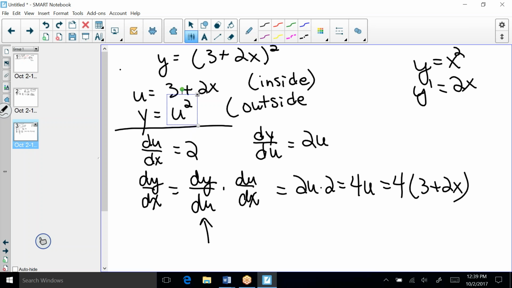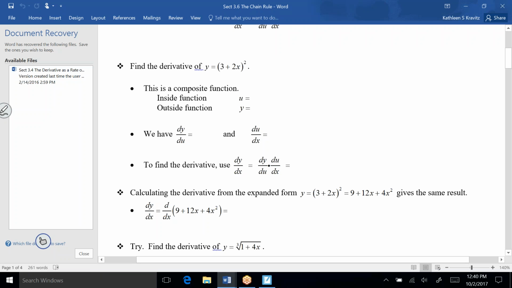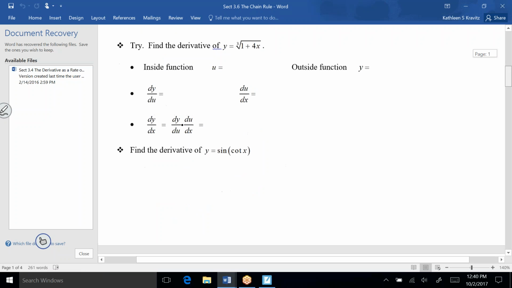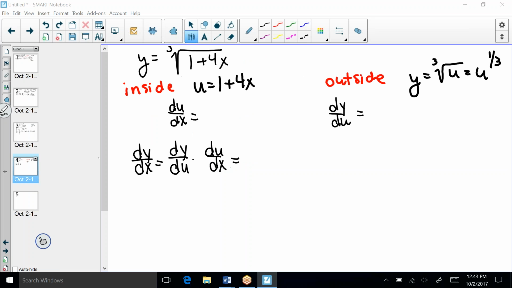All right, why don't you try the next problem on the sheet where I'm asking you to find the derivative of that cube root of 1 plus 4x. So give that one a try. So I kind of gave you a head start here just to find the inside function and the outside function, take each one of those derivatives, and then combine it together. All right, let's take a look at what you have for this problem.